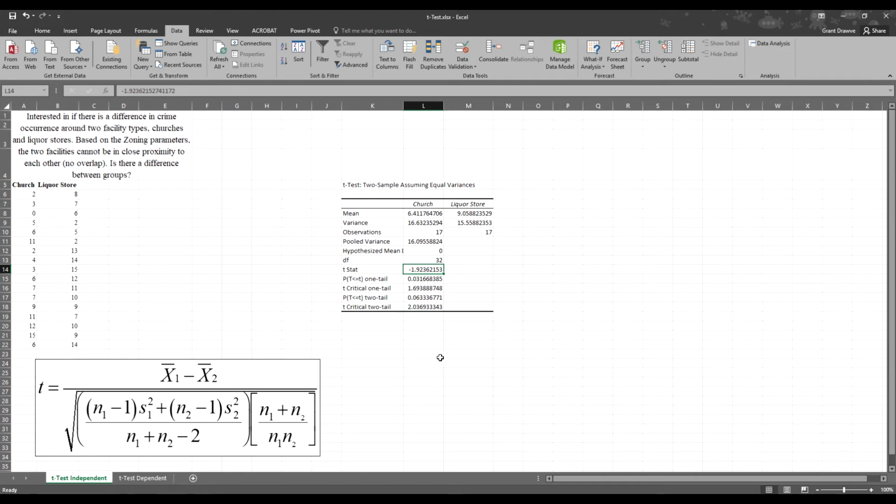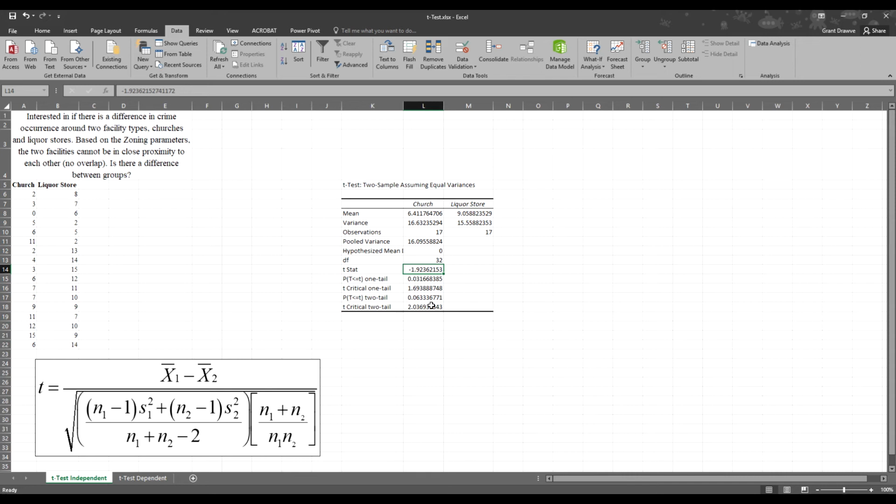So keep in mind, since we have non-directional, we're interested in a two-tailed distribution. So here we see our critical value is 2.03. It's less than our critical value, our obtained value. Even though it's negative, they're viewed as almost an absolute, so it can go either way. So with that, we fail to reject the null hypothesis, and we cannot say that the mean number of crimes around either facility types differ.